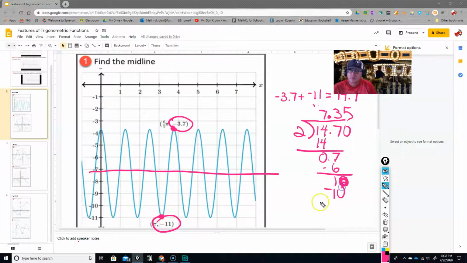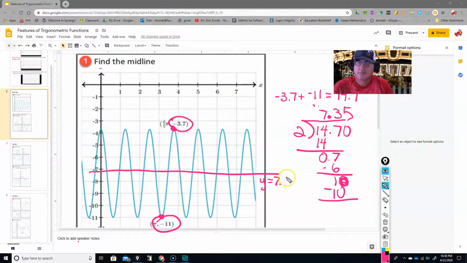And I get 7.35, and that is my midline. And now I'm down in the lower, I'm below the x-axis, so this midline would actually be negative 7.31.